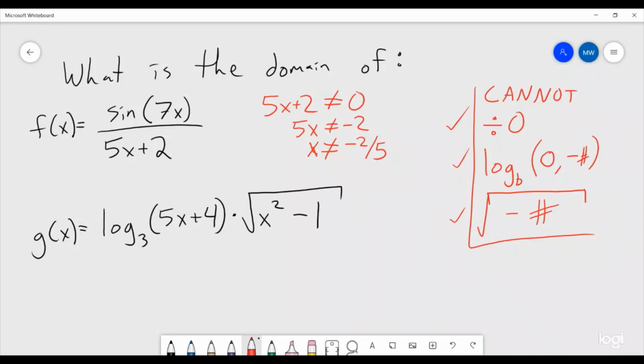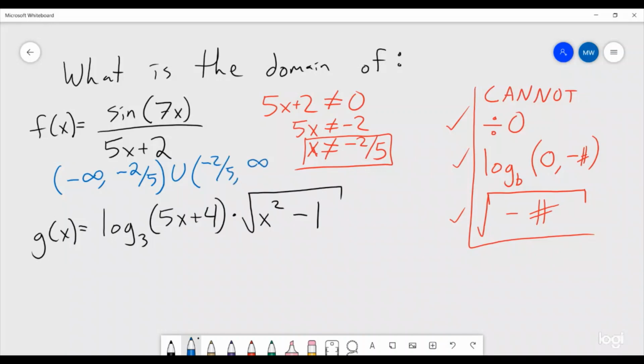So the domain of sine of 7x over 5x plus 2 is x cannot be negative 2/5. So this would be one way we could write the domain. We can also write the domain in interval notation, which would be from negative infinity to negative 2/5, unioned with negative 2/5 to positive infinity. That would be how we would write the domain. One of those 2 ways is a valid way of writing it.